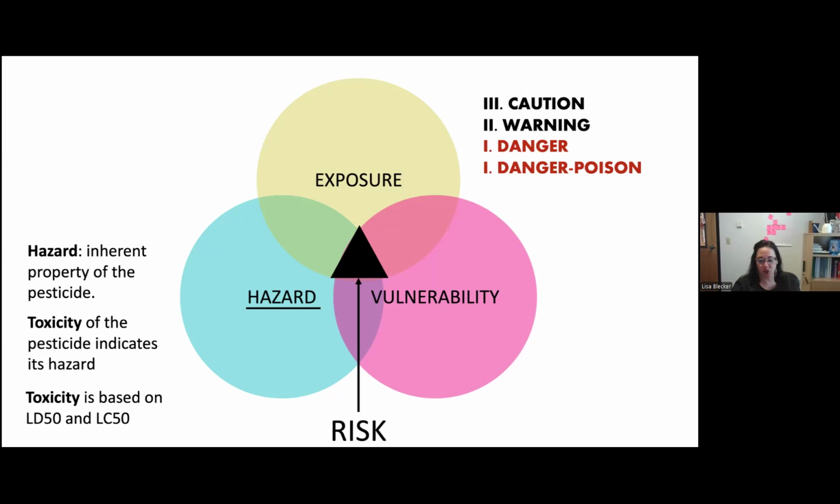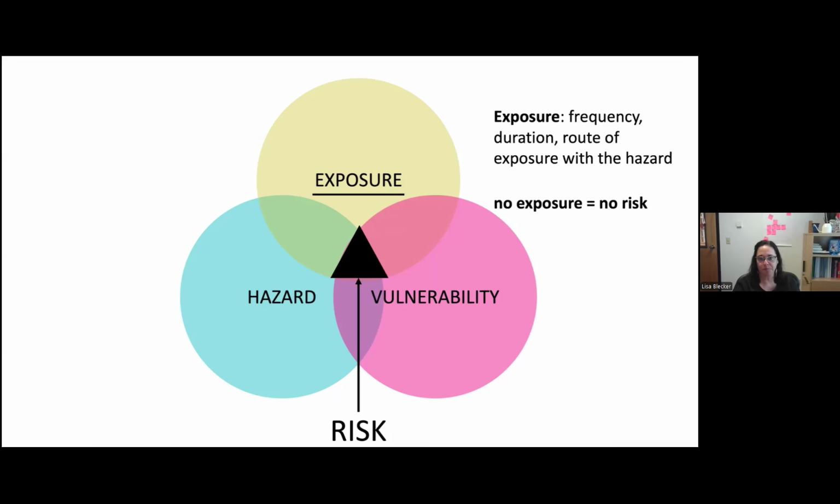So it's talking about you and the people around you. Exposure is the frequency, duration, and route of exposure with the hazard. If you're not exposed to a pesticide, there's literally no risk for you. It's the same way that if you never swim in the ocean, there's no risk of getting eaten by a shark, even though sharks are inherently hazardous or dangerous, right? But if you're never exposed to them, you're not going to get bitten by a shark, right?